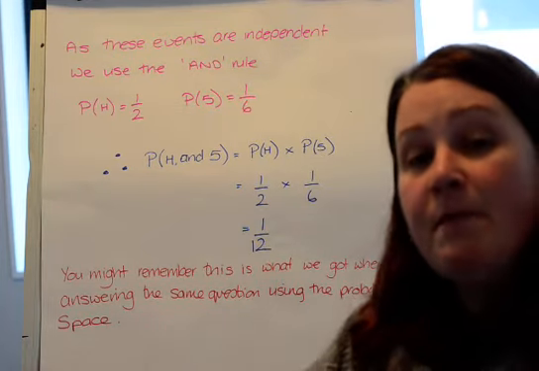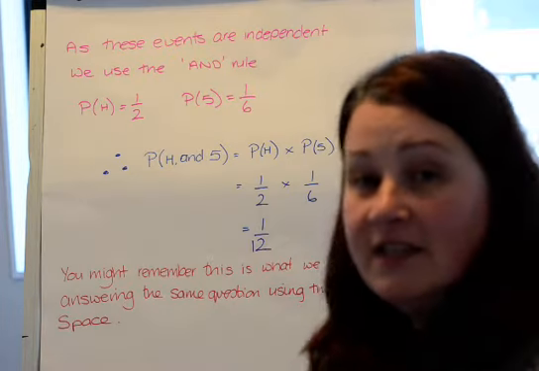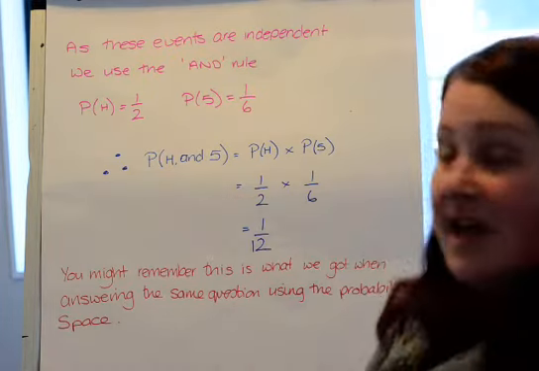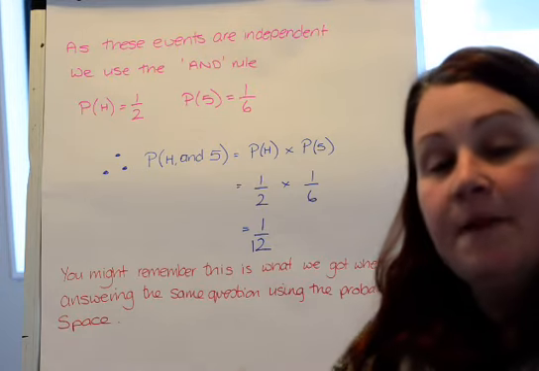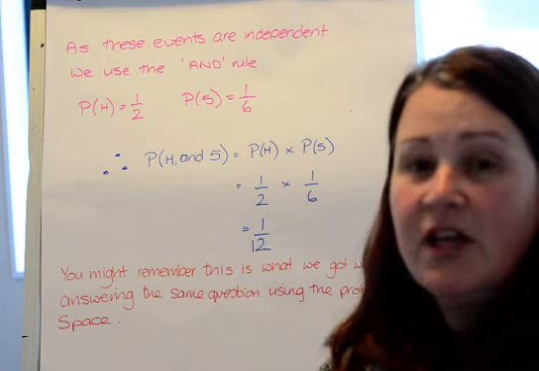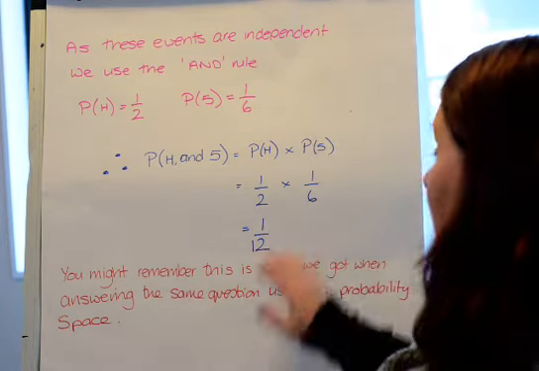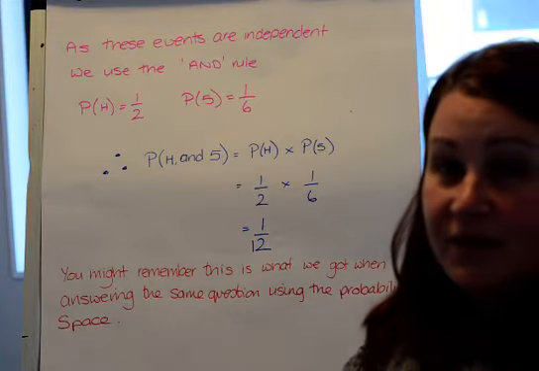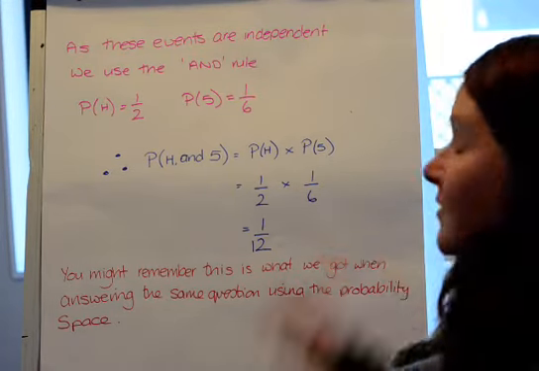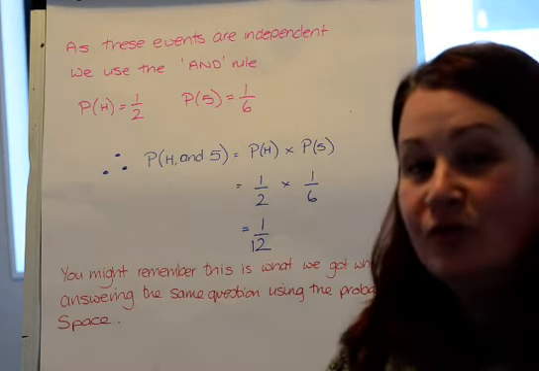Now hopefully you remember that when we looked in the first lesson at the possibility spaces, we did this exact question and we wrote all the possible outcomes, and we saw the probability of only getting a head and a 5 was 1/12. And that agrees exactly with what we've just found now, although I hope you'll see it is a little bit quicker doing it this way than writing out all the possible outcomes.